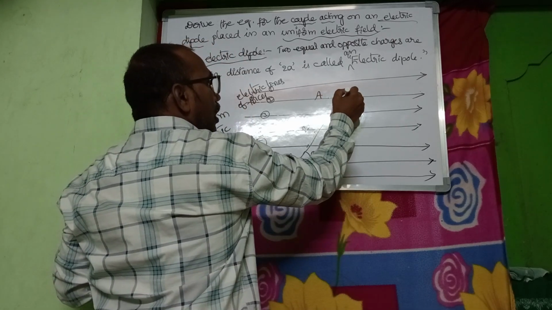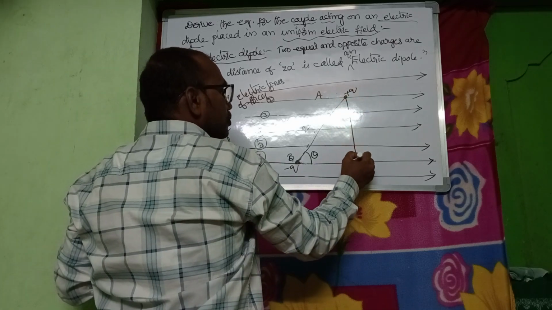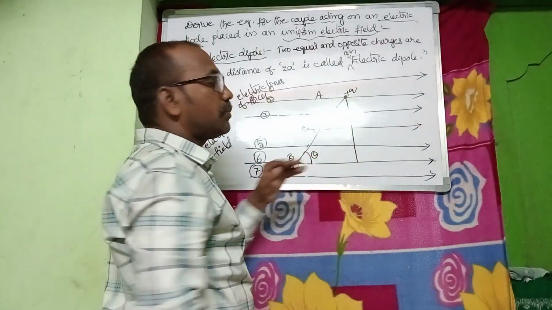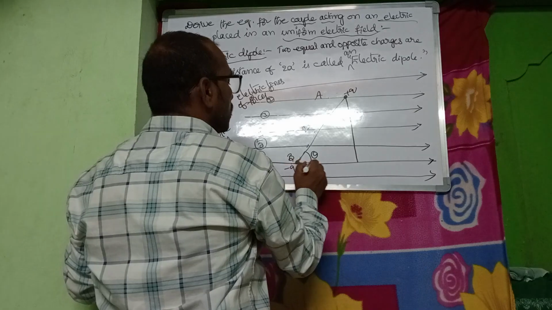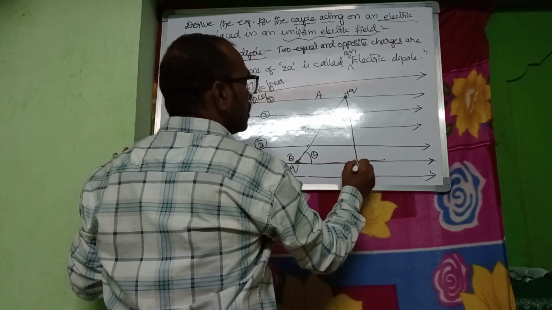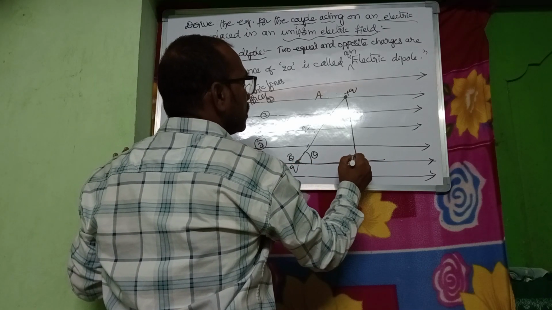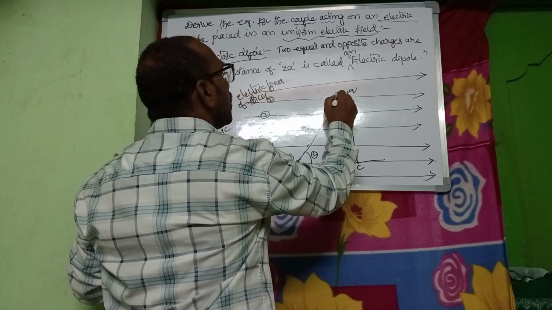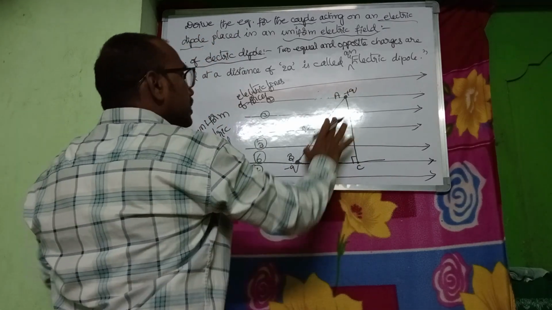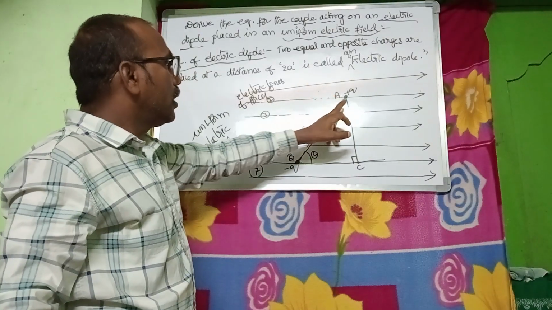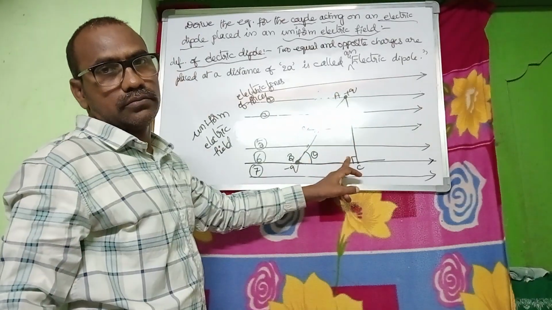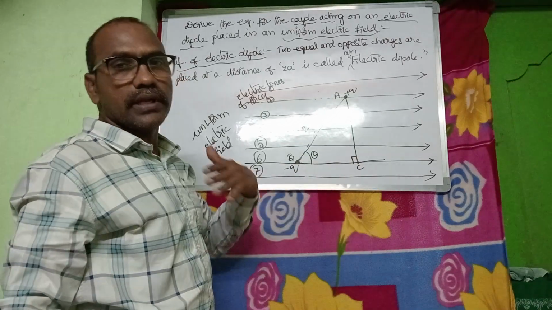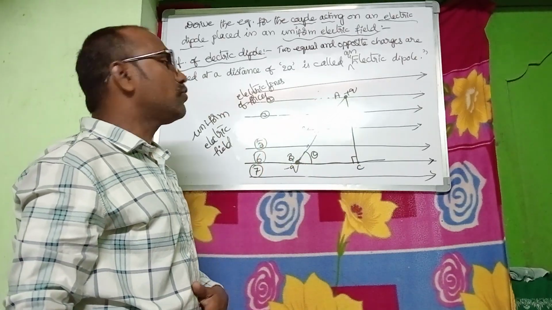Now, draw a perpendicular from A. This is the perpendicular, and extend the line of force up to C. So let this be C. Here AB is the electric dipole, AC is the perpendicular, and BC is the electric line of force.